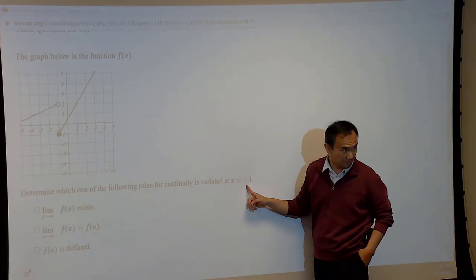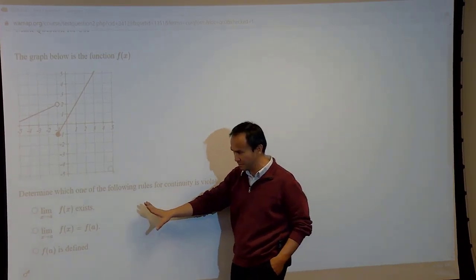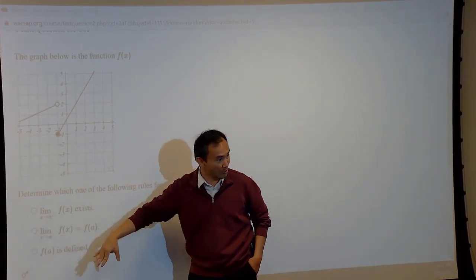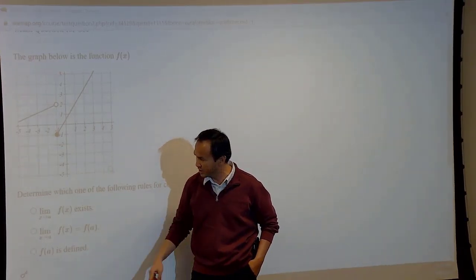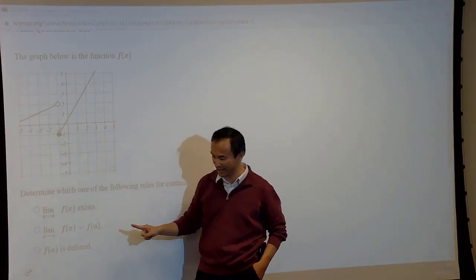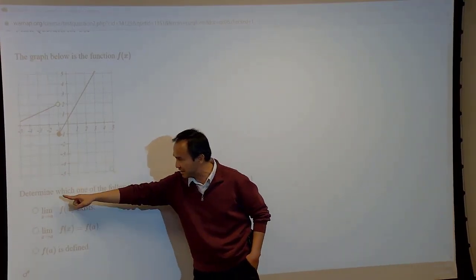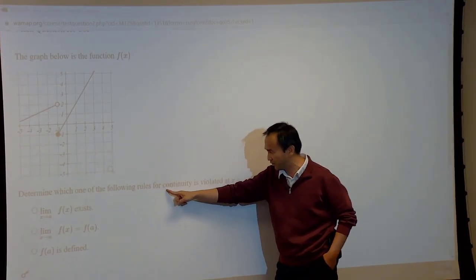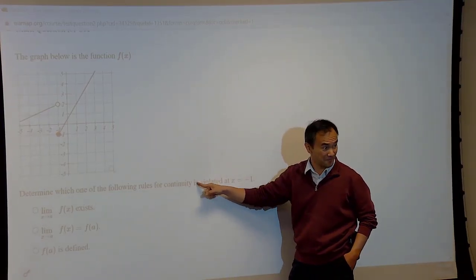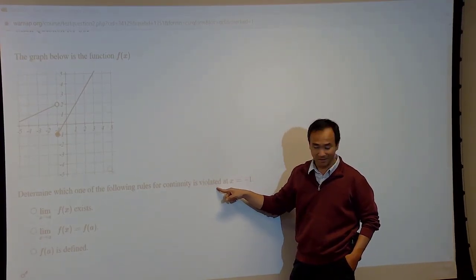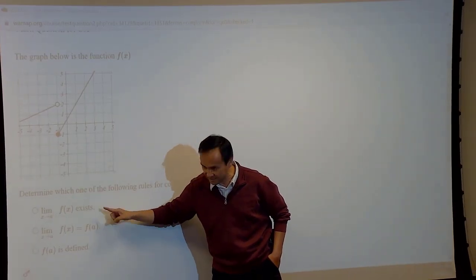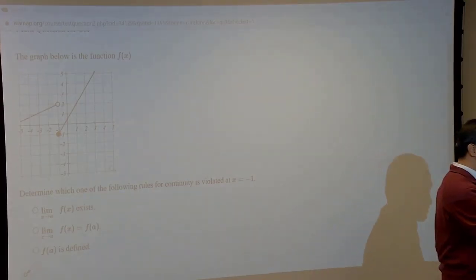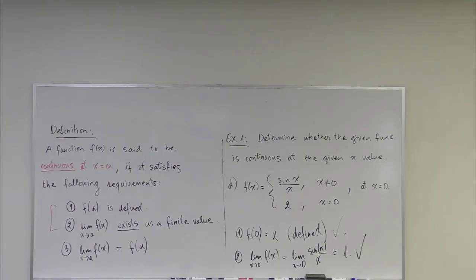At x equals -1, these are the three requirements, and the problem purposely mixed up the order all over, right? Shuffled the order all over here. But out of the three requirements, which one is the one that fails? That's why the wording is saying determine which one of the following rules for continuity is violated. Am I making sense? Okay, so these are the requirements. If you're looking a little more closely, these are the requirements that came straight out from our definition of continuity.